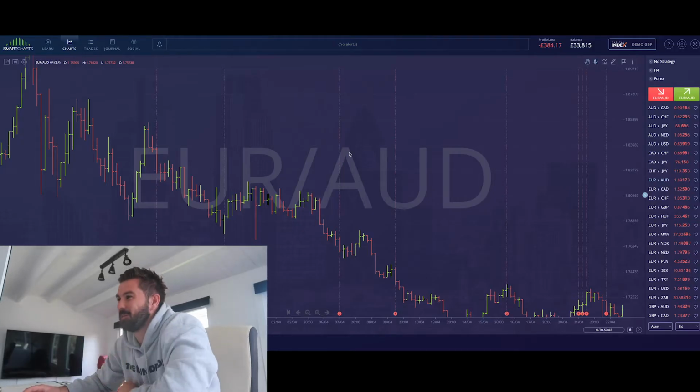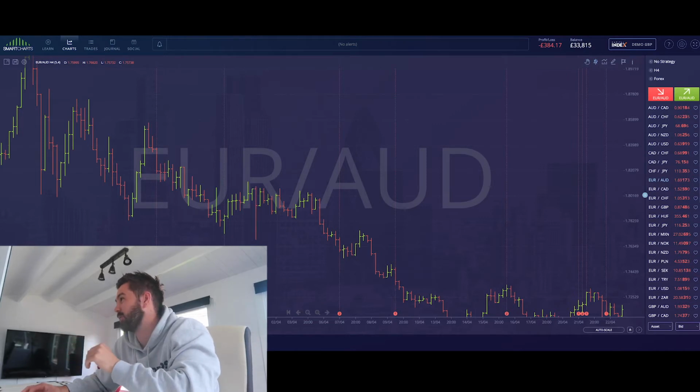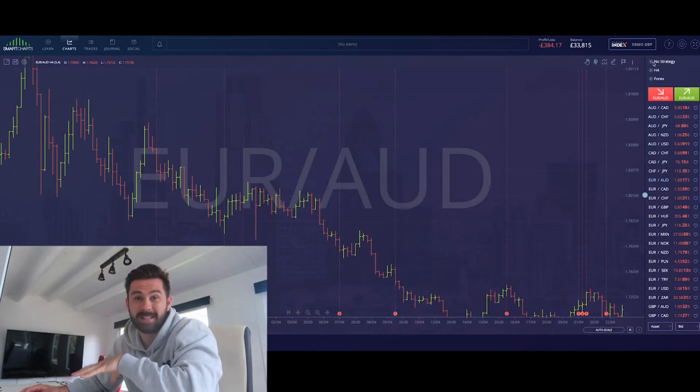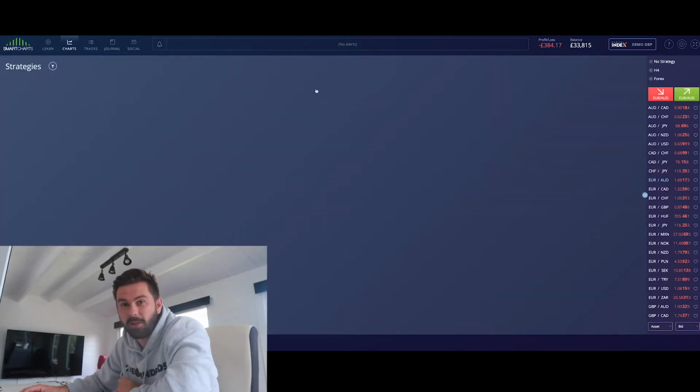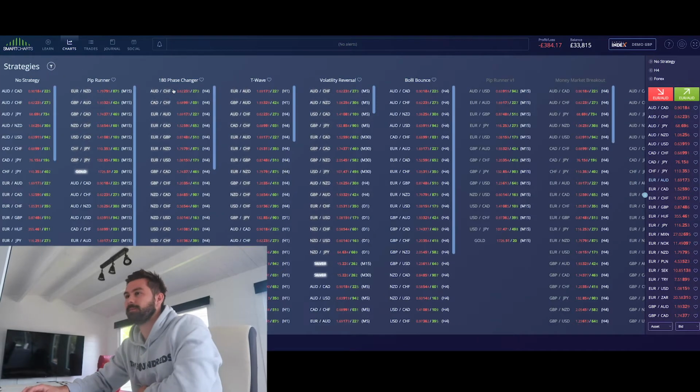Right, we've now jumped onto my computer. Let's have a look for a few trades on Smart Charts to see if there are any opportunities out there. This is completely on the fly, but this is how it's done.